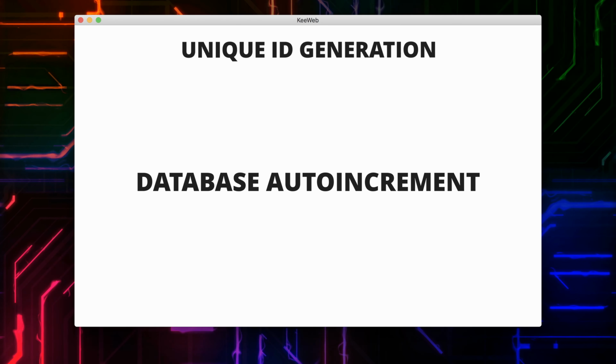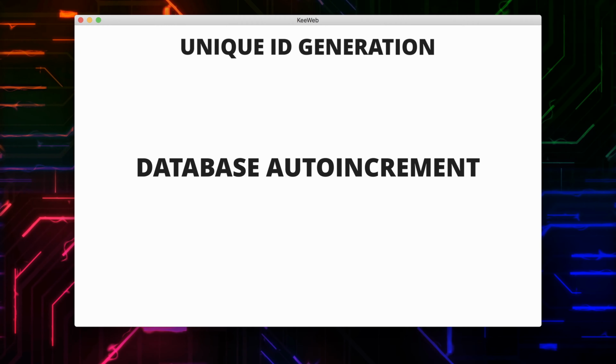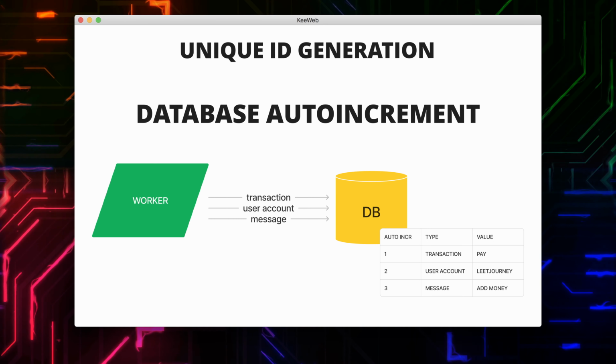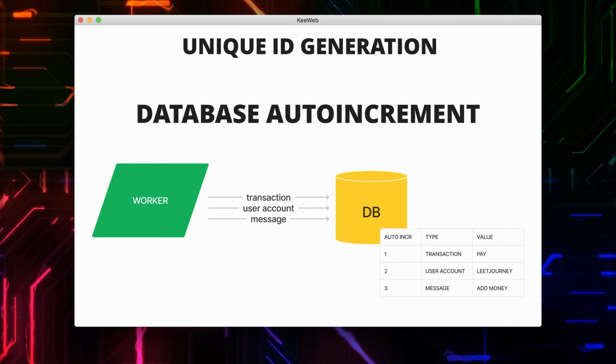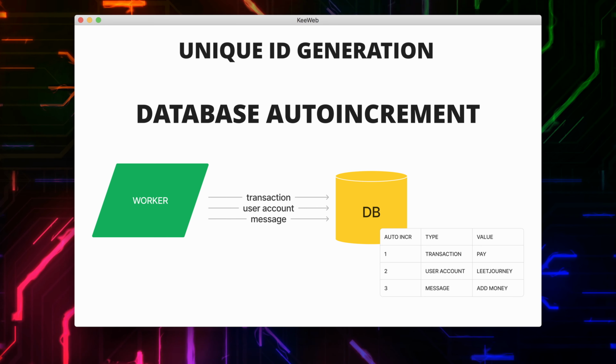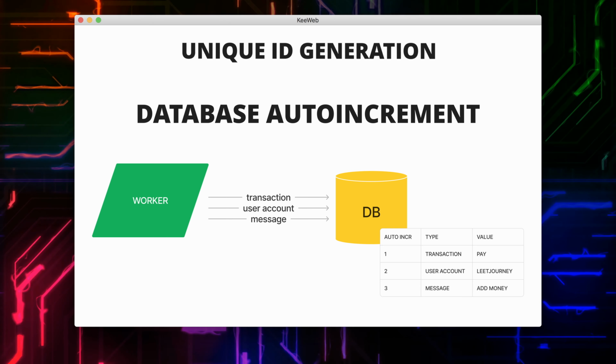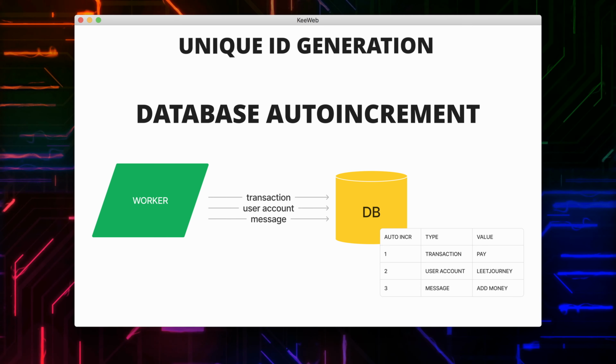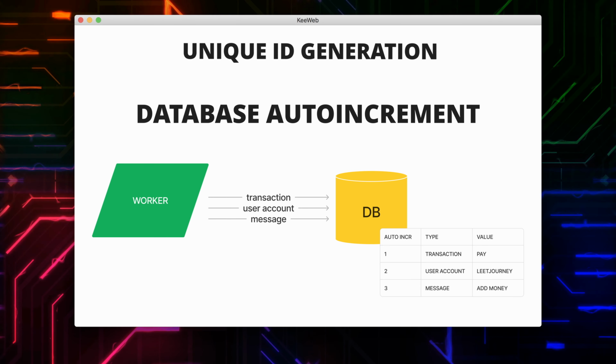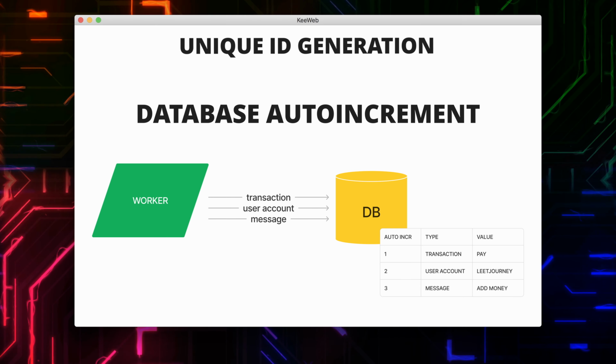The next way to generate a unique ID is to use the database auto-incrementing IDs. For systems with a central database, auto-incrementing integer IDs are a straightforward choice. Each time a new record is added, the database increments the ID automatically. This works great if we have a single data center with little traffic, which is not the case for us.